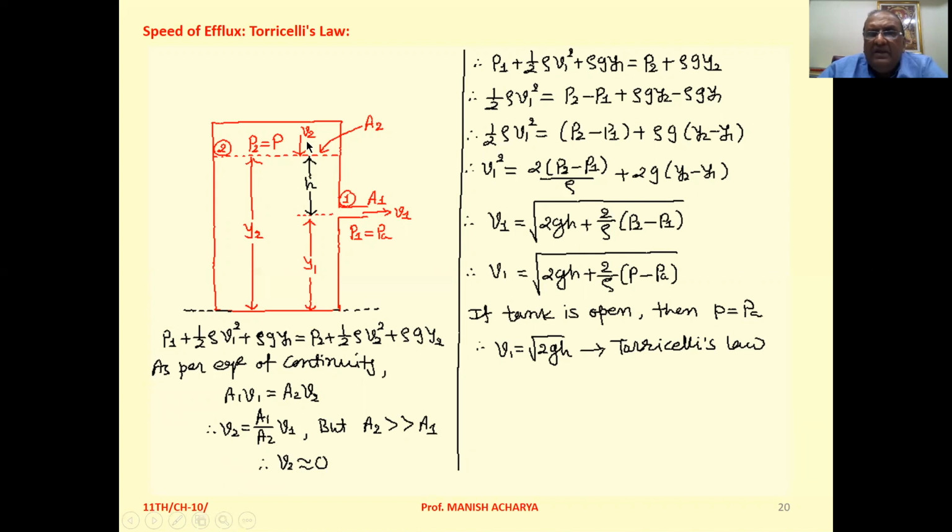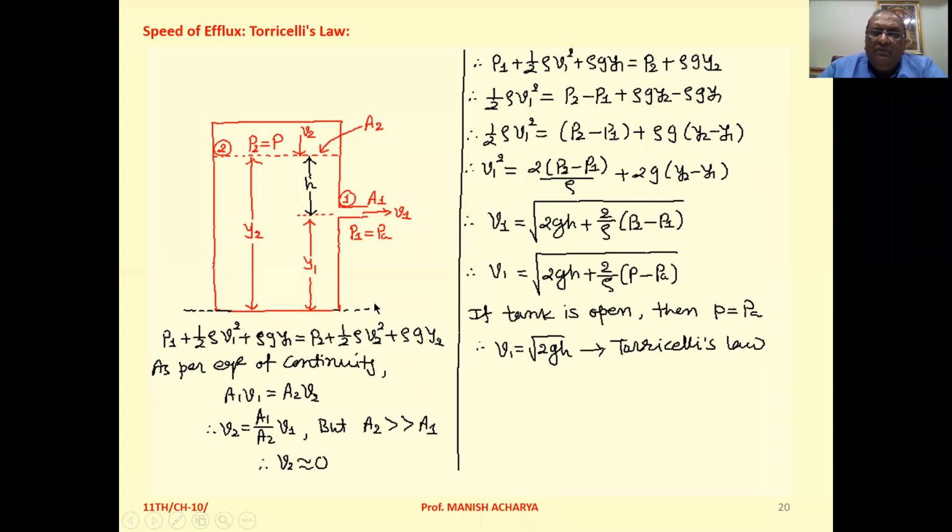v2. Now consider 2 points here, one at the opening of the hole and another at the surface of the liquid filled in the container, and apply Bernoulli's equation at these 2 points, 1 and 2. So we can write at point 1: P1 plus half rho V1 square plus rho g y1, equal to, at point 2, P2 plus half rho V2 square plus rho g y2.